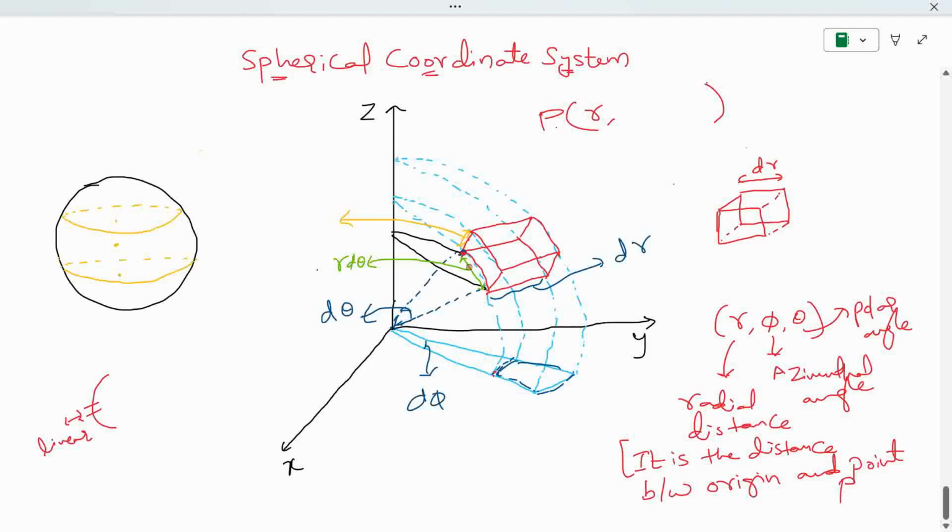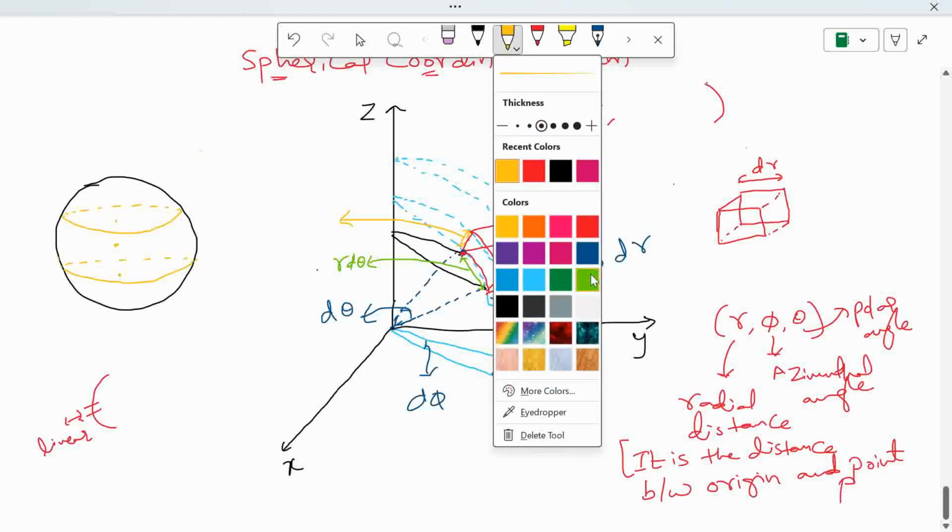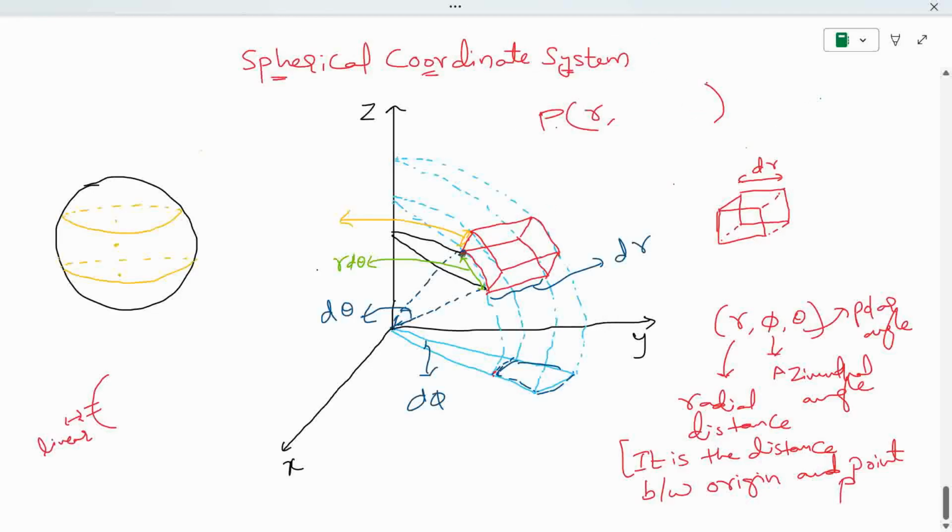So I'm considering P here. Now, where that r is coming on the xy plane, if we draw from here the same curve, like if we draw a circle with center at the origin. Okay, let me use some other color. Let me use this green color. Now let me draw a circle.